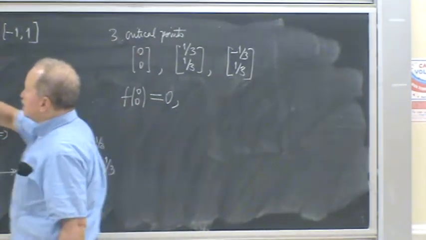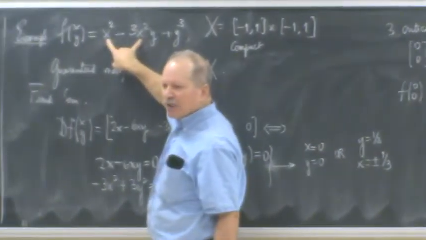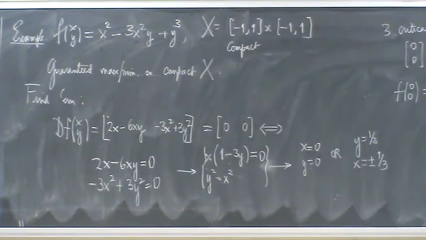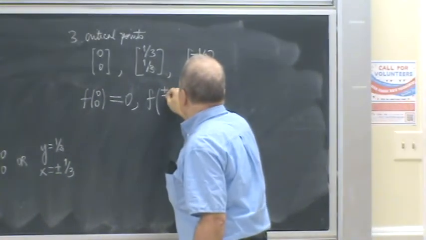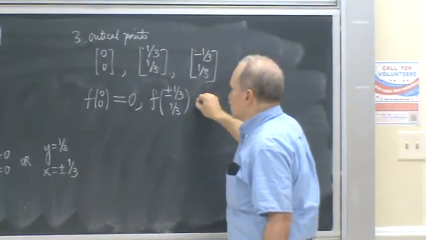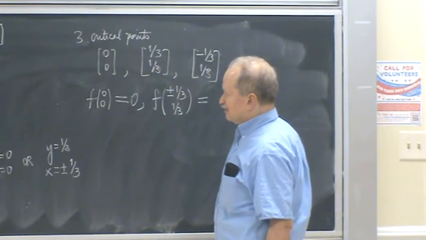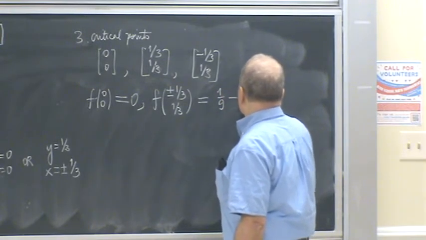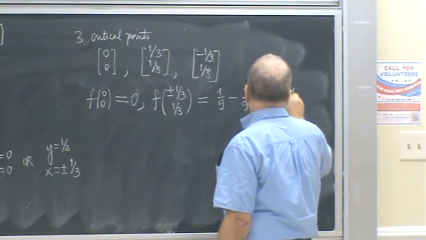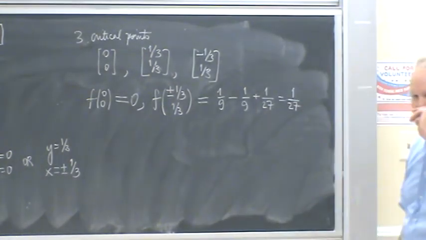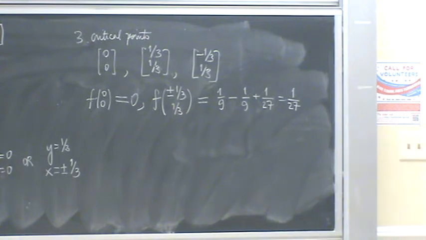Now the third one, notice, has only even powers of x. So the values at these 2 points are going to be the same. So I'm just going to shortcut and say f at either of those points is 1/9 minus 1/9 plus 1/27, which is 1/27. I believe Daniel is correct. So what do you tell me the answer to the question is?